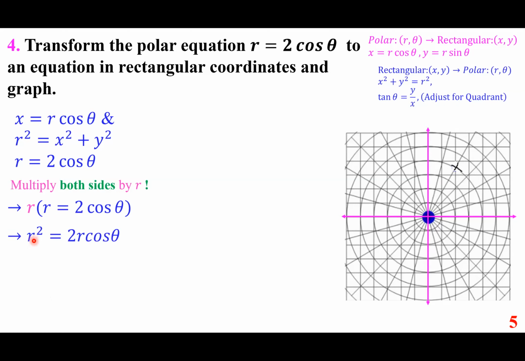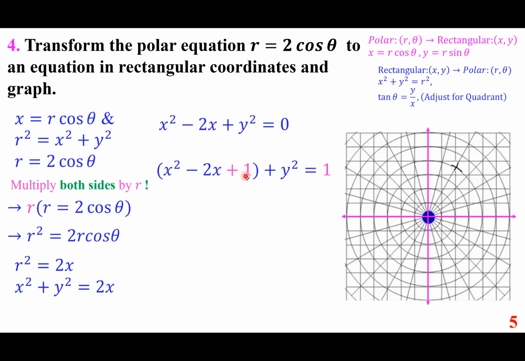So r squared is x squared plus y squared, and 2r cosine theta is 2x. So x squared plus y squared is 2x. And that we know how to handle. All we have to do, move the 2x to the left. You put these two together.